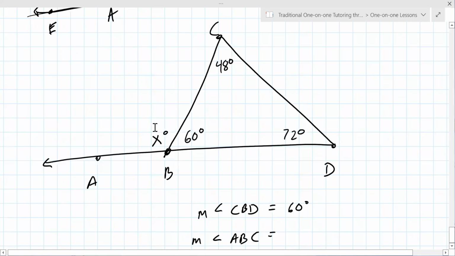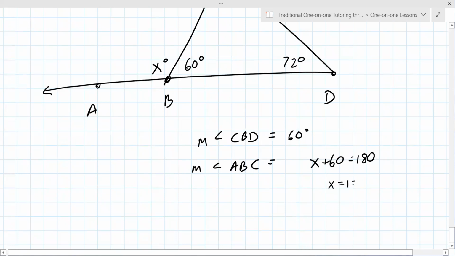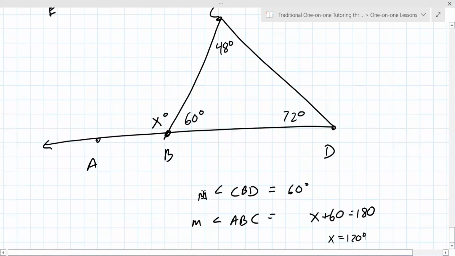But to find ABC, x plus 60 has to equal 180. So then it would be 120, and it's 180 because the line's just straight. Yes. All right. To find this other one, you can write it as B. You could say B plus 48 plus 72 equals 180. That's fine. But you've got to be careful here.